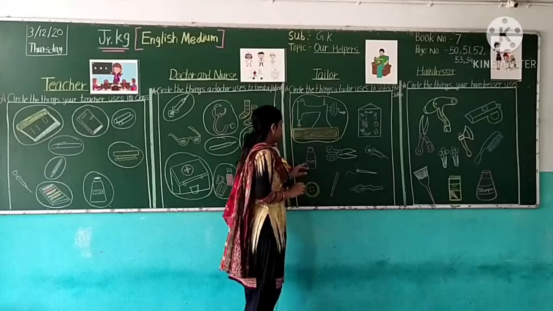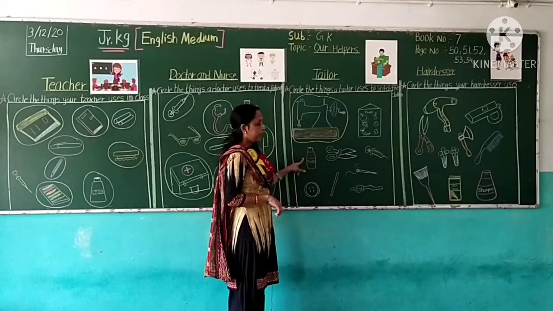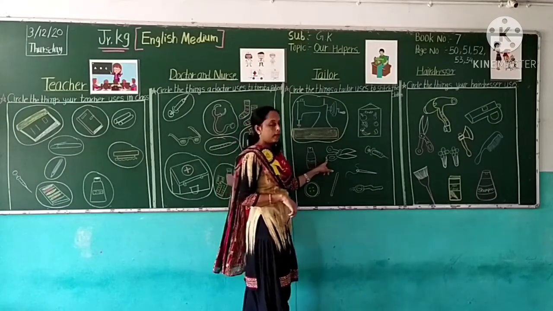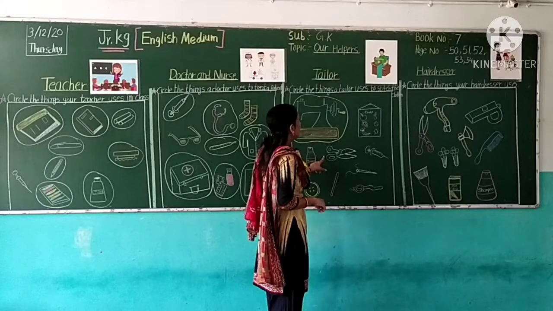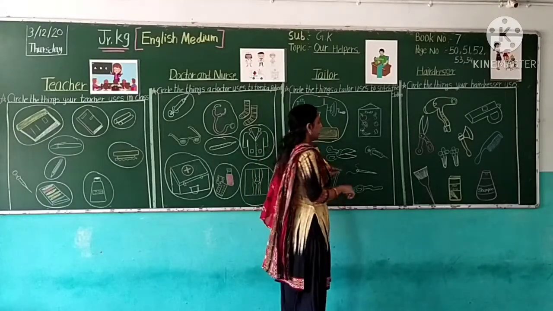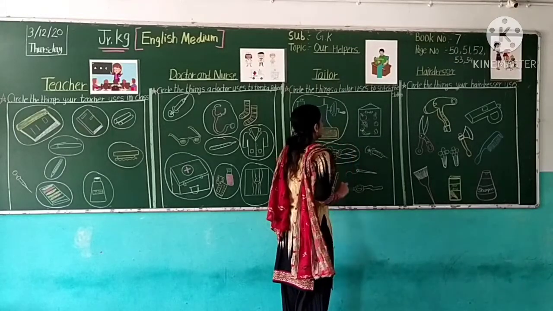this. Okay, these things. And what is this? Shampoo. Does a tailor use these things? No. What is this? Scissor. Yes, these things are used to stitch the clothes. Okay. So here we circle the scissor.